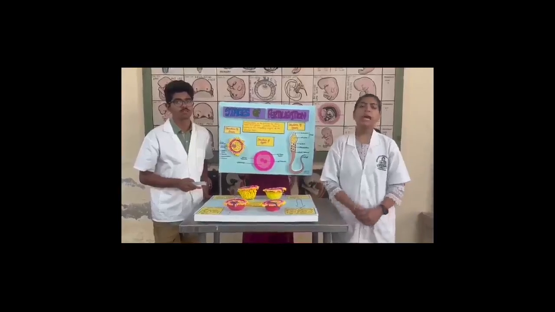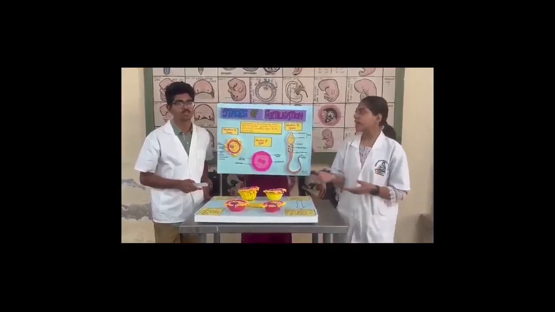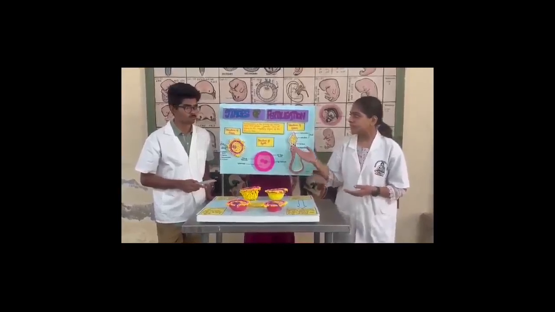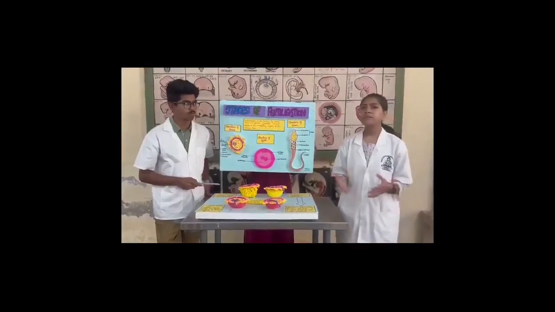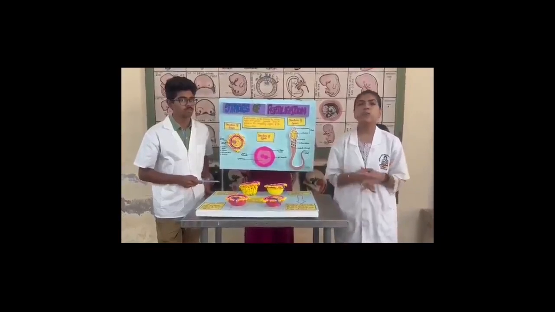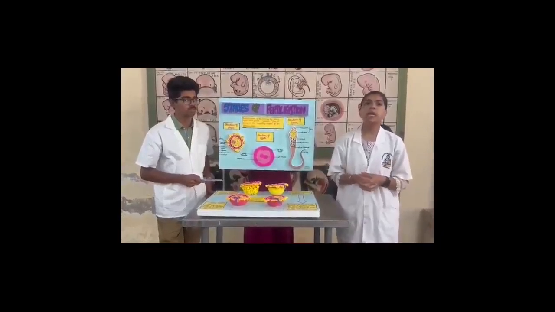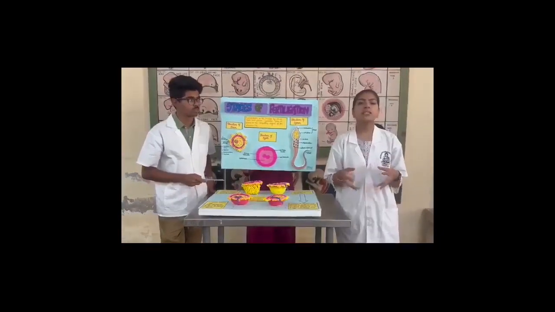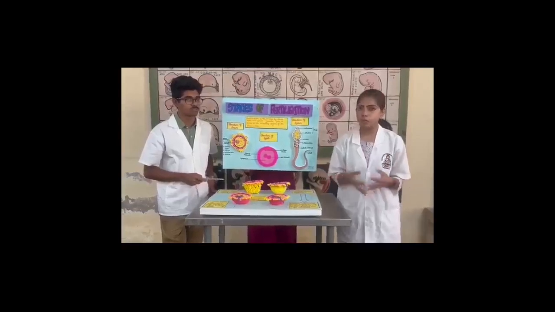Hello everyone, I am Arushi and here we have a model of stages of fertilization. So let's begin. Fertilization is the process by which male and female gametes fuse to give rise to a diploid zygote, and human fertilization occurs in the ampullary region of the fallopian tube.